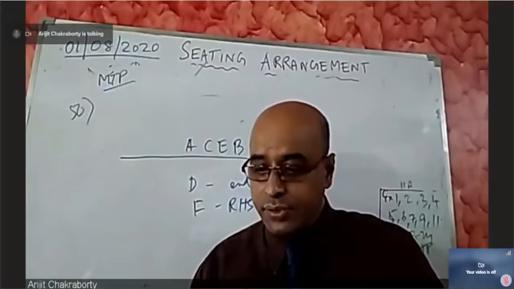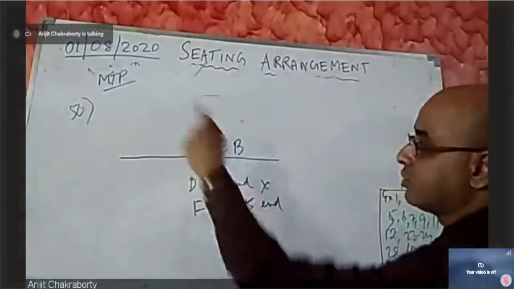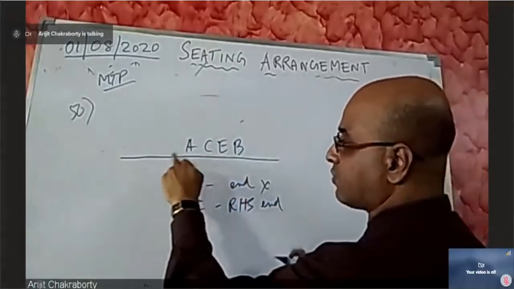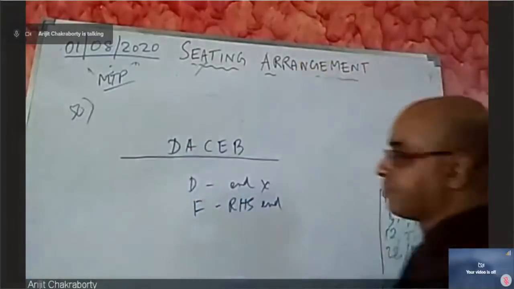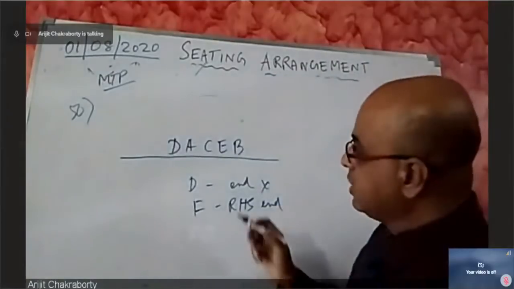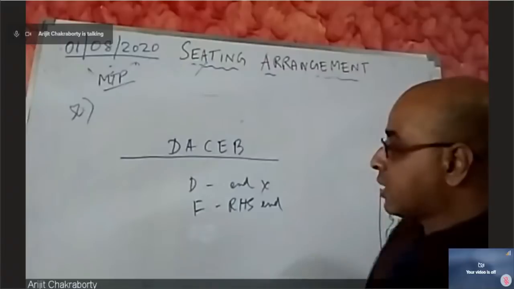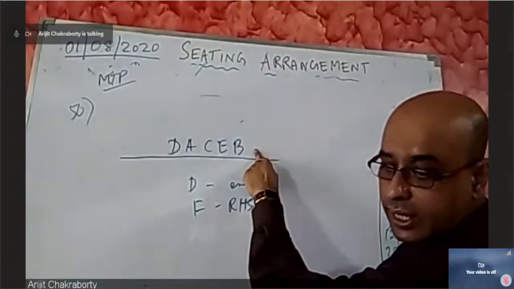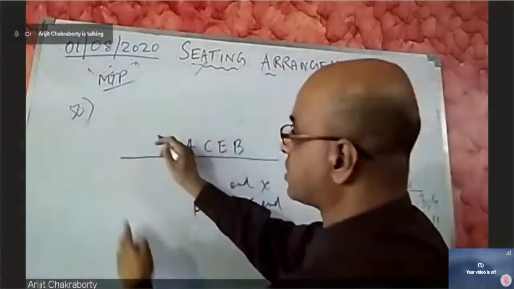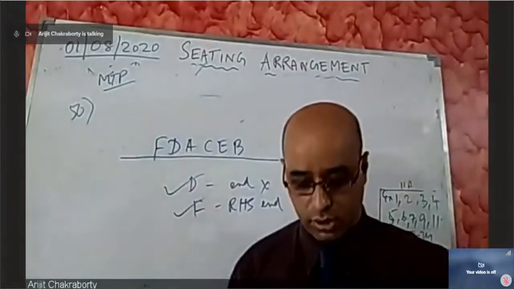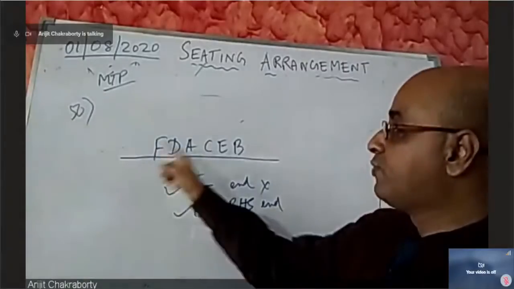D is sitting third left of E. So D is sitting third left of E. E is here. First left, second left, third left. So D has to be here. That means D is not in the end. Plus F cannot be on the right hand side end, so F has to be on the left hand side. So now we satisfy both the conditions and the order we have got successfully is F, D, A, C, E, B.